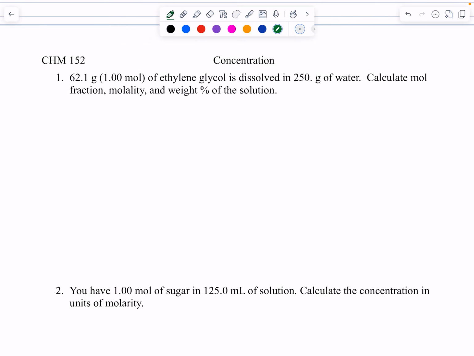Hey guys, we'll do some concentration problems. So my recommendation as always is to try these, and then when you get stuck, check. And if you don't get stuck, check your answer and then go from there.